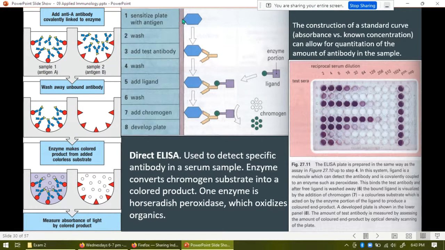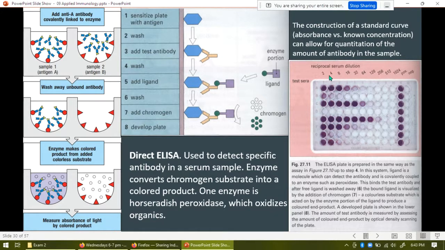And then this is from, I don't even know what book this is from. I pulled it from Sanders' PowerPoint. The construction of a standard curve where you plot absorbance versus known concentration can allow for the quantitation of the amount of antibody in a sample. In addition, one way to measure antibody titers, as they're called, which is just the amount of antibody in someone's blood, is by doing an ELISA until you don't get a positive result.